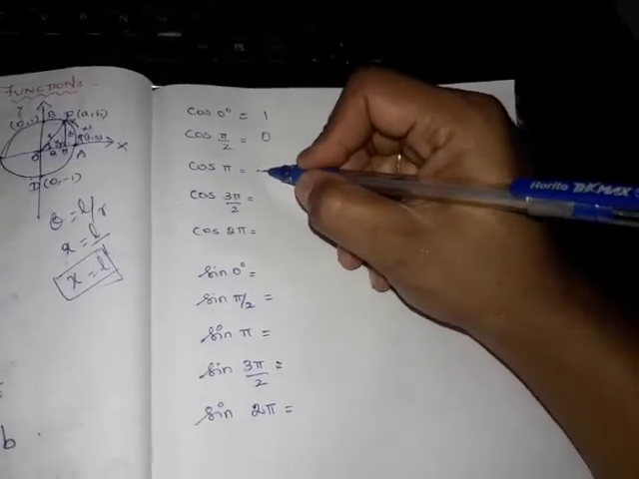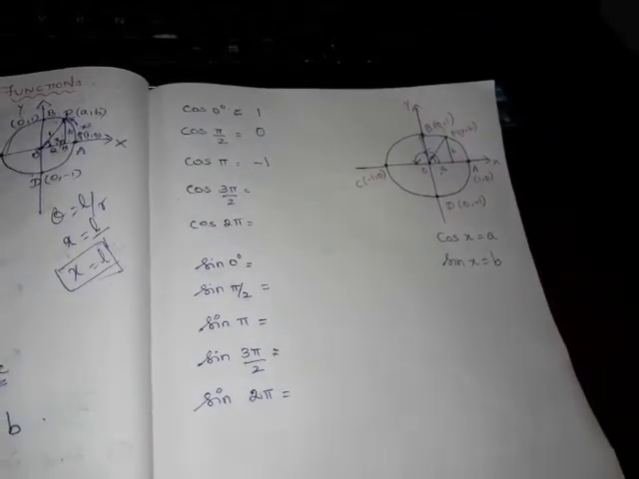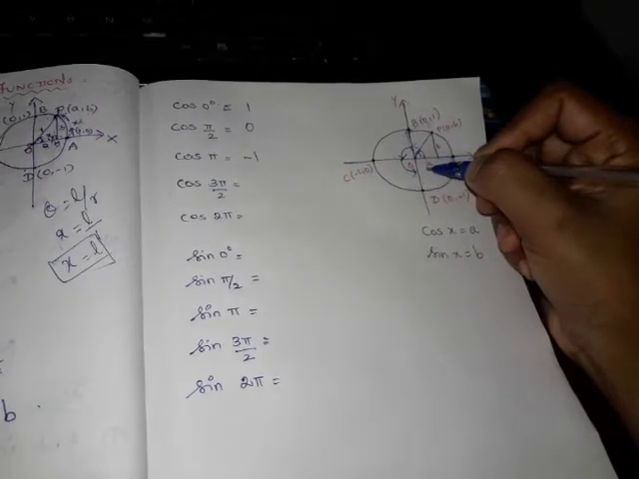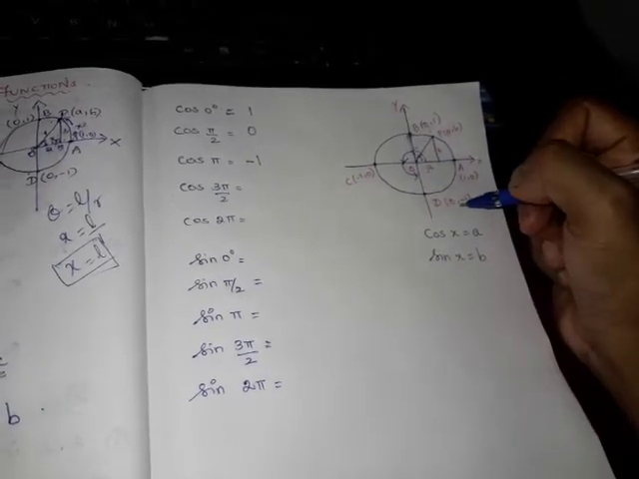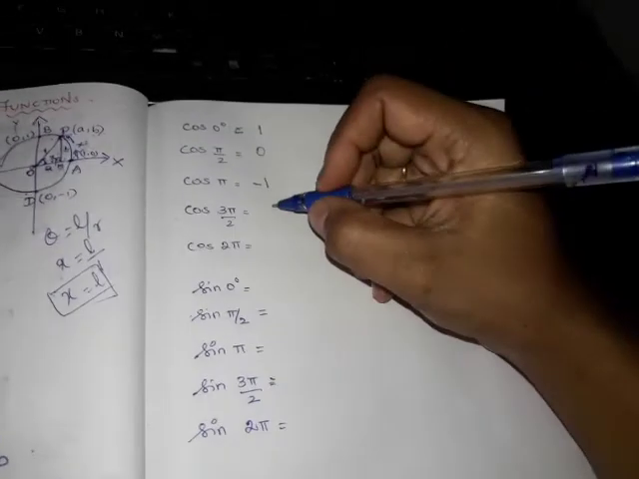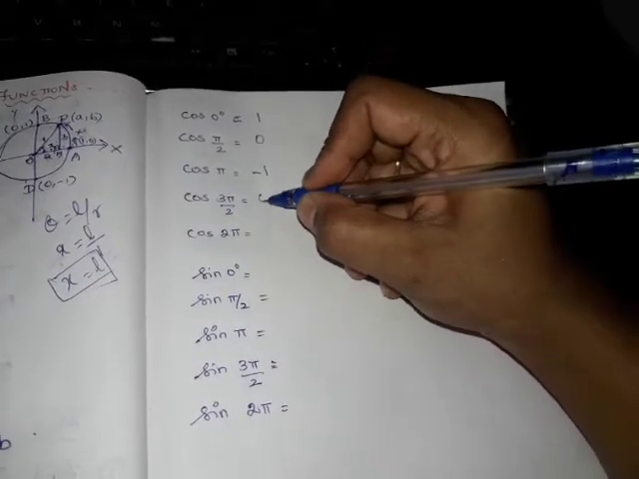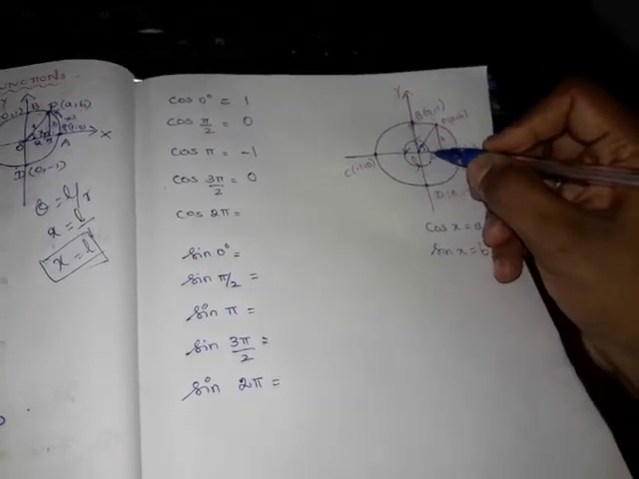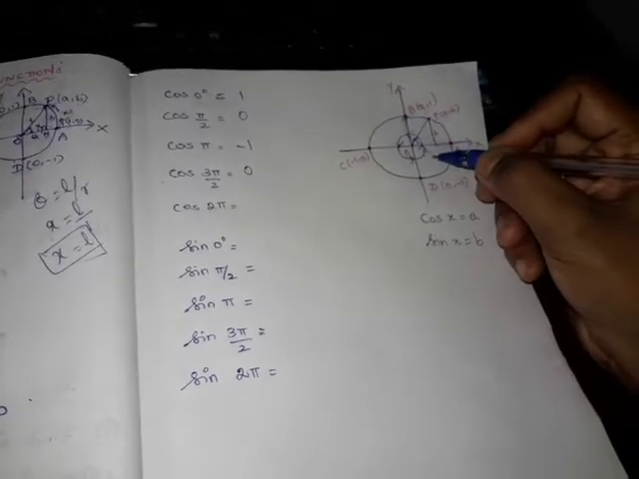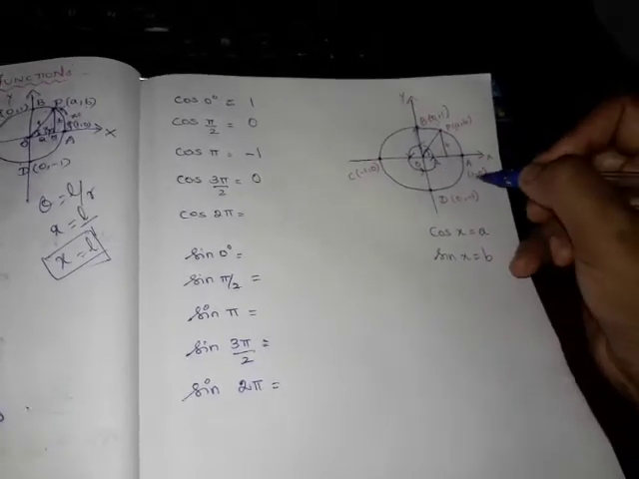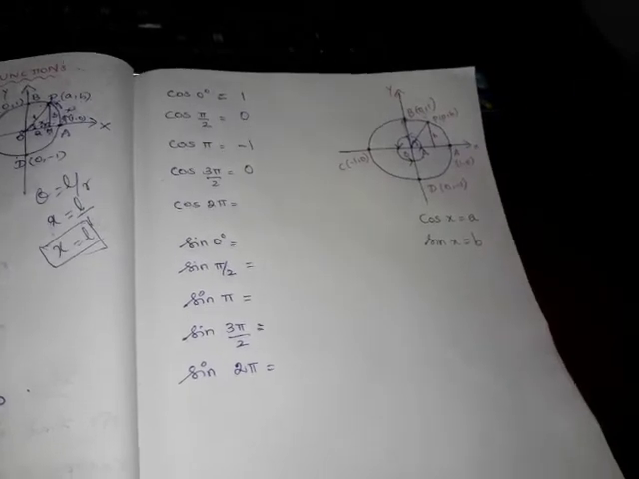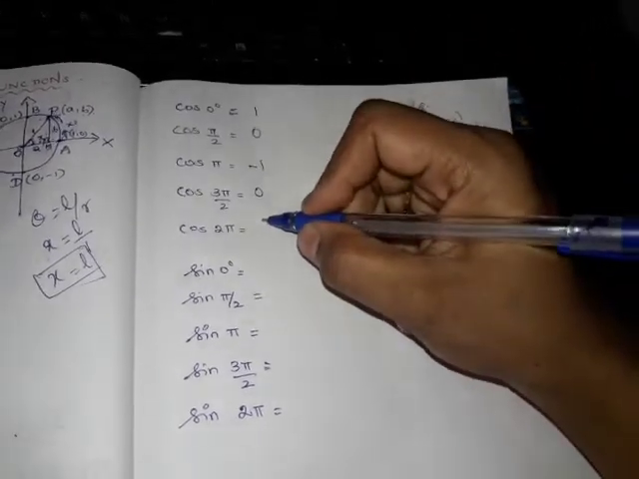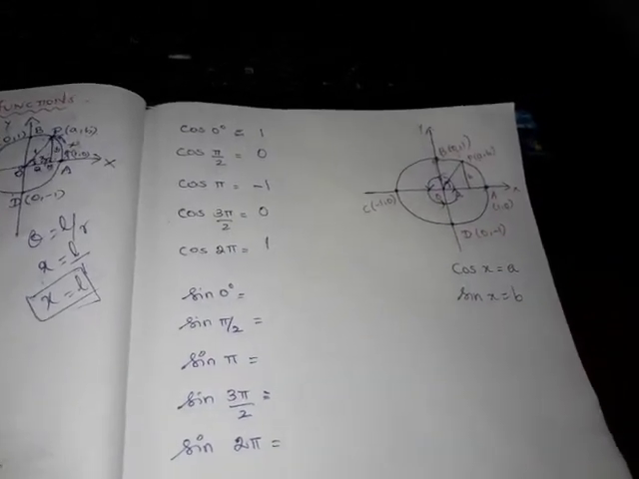Minus 1. So cos pi is going to be minus 1. Now it is going to be 3 pi by 2. So we reached here. What is the x coordinate of d now? 0. So cos 3 pi by 2 is 0. Now again we moved and we reached here. Then it is going to be 2 pi, and here again the terminal point is going to be a only. Therefore the x coordinate is 1. So cos 2 pi is 1.